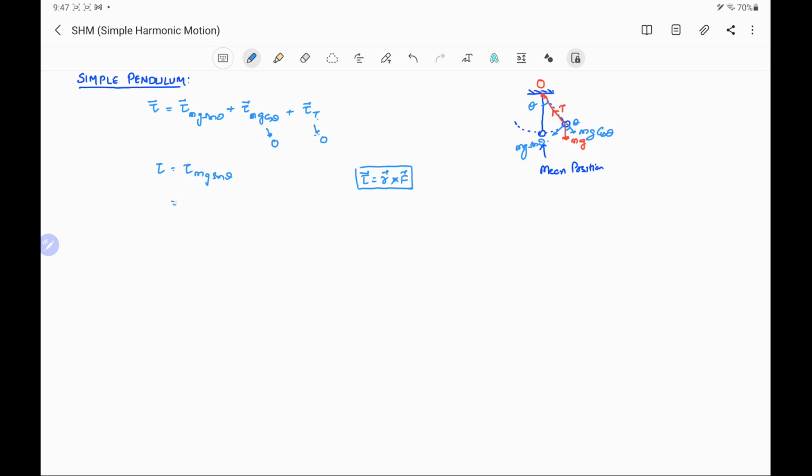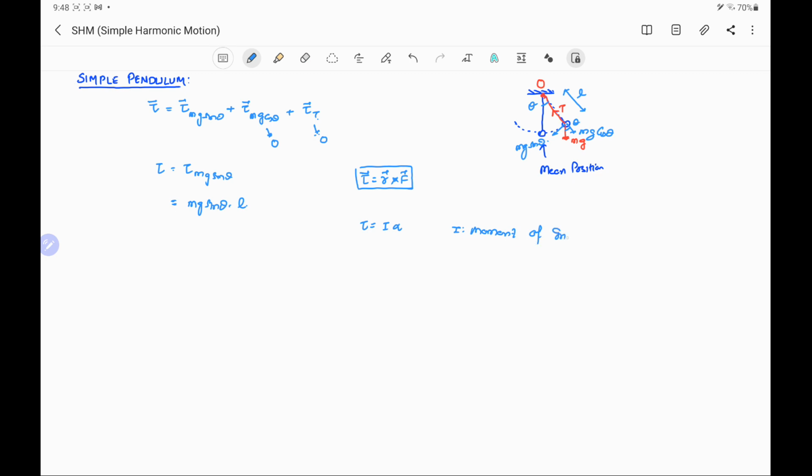Therefore, in this case, the force is mg sin theta and the distance of the line of action from O is the length of the string, say L. So we can write torque as mg sin theta into L. And by the definition of torque in terms of angular acceleration, torque equals I alpha, where I is the moment of inertia, which we have already discussed in the chapter of rotational motion.